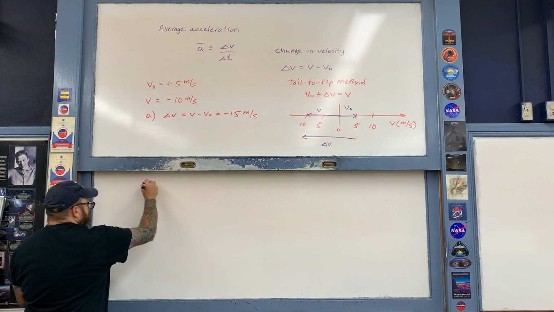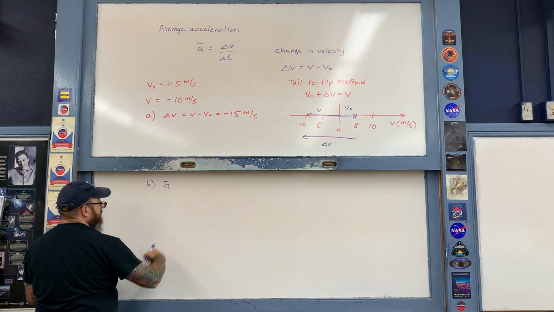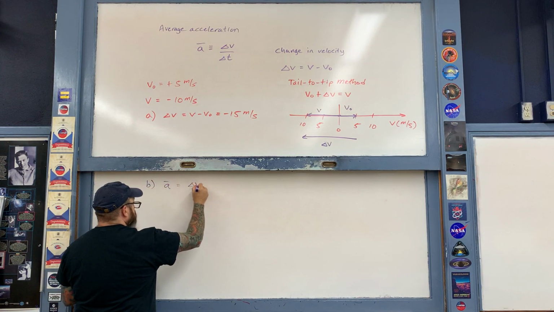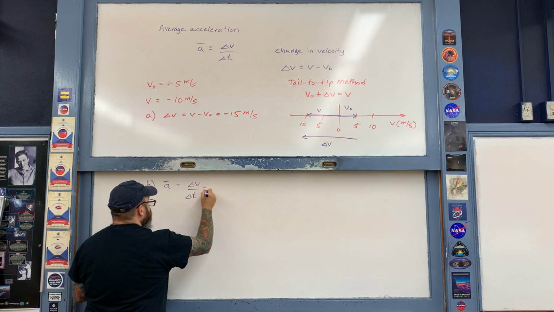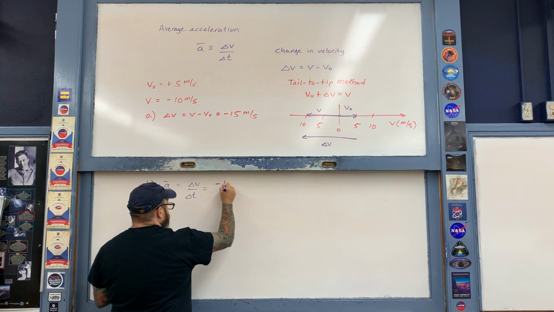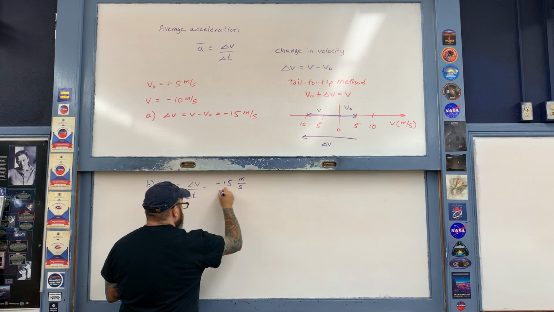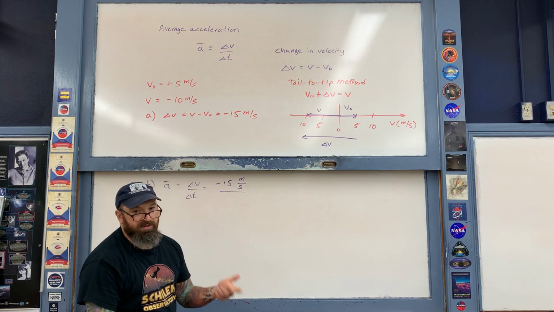Okay, now, secondly, in part B of the problem, we go ahead and calculate the average acceleration. Change in velocity divided by change in time. So negative 15 meters per second, and then divided by the change in time, which is given as 30 seconds.